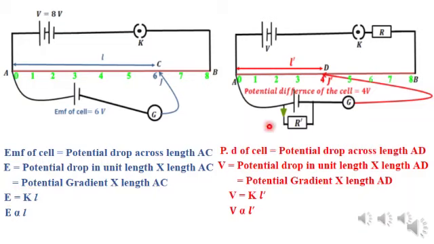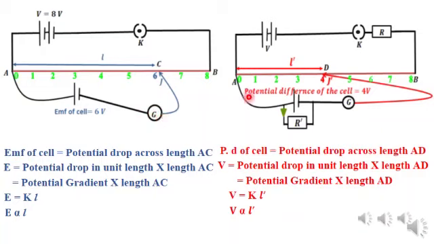Thus, when the cell is in open circuit, its EMF is proportional to the corresponding balancing length, meaning the length of the potentiometer wire from end A to the point where we are keeping the jockey on the wire for zero deflection in the galvanometer.